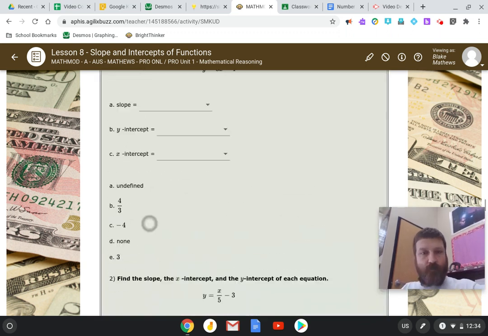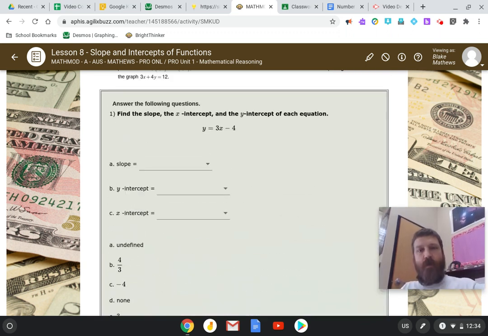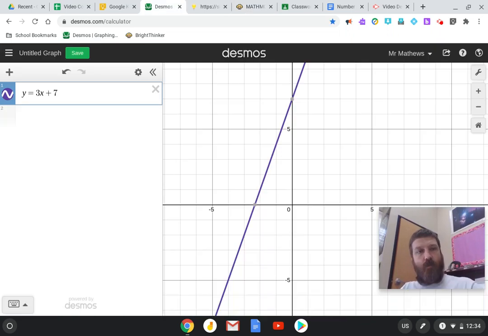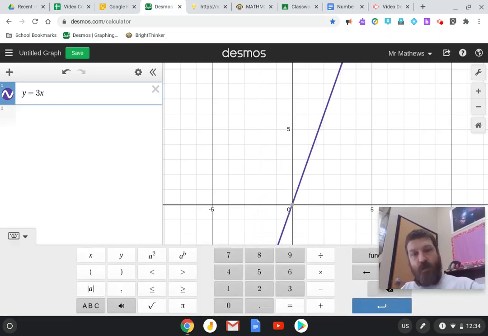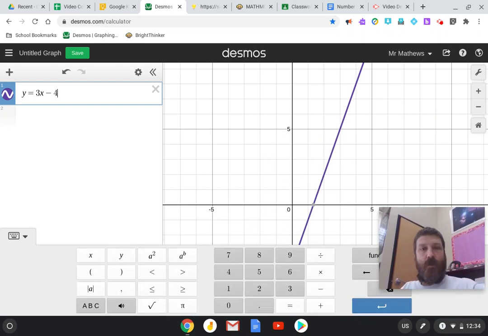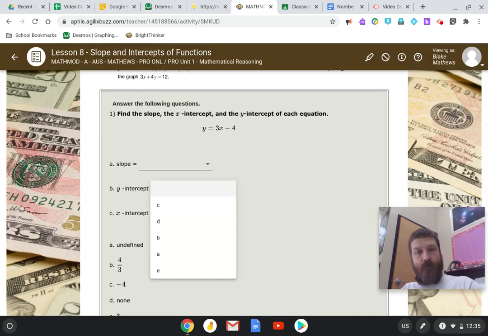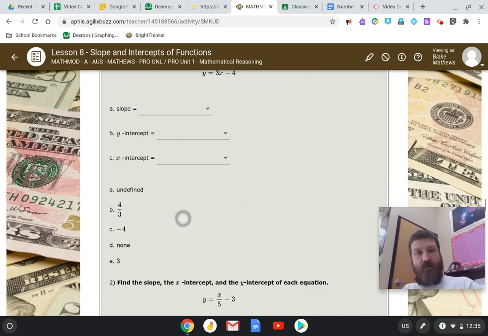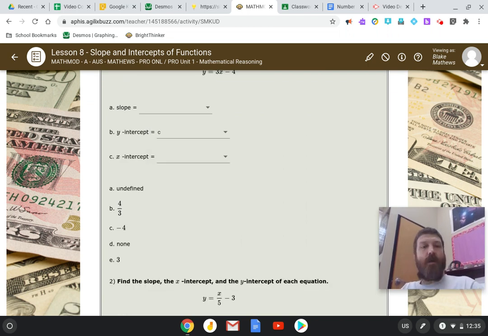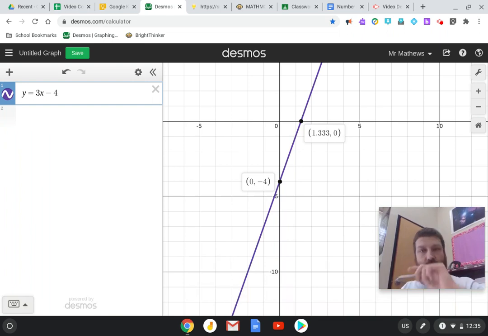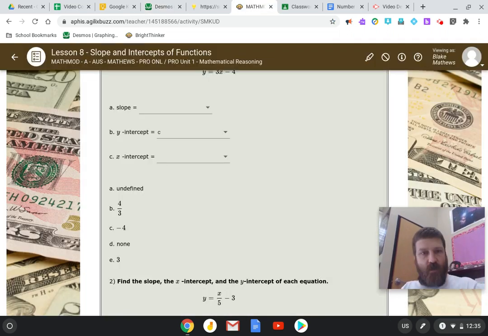But let's just say we get number 1 here. Y equals 3x minus 4. We're going to hop right over here, and we're going to do y equals 3x minus 4. Okay, right off the bat, I can find my x and y intercepts. I have a y-intercept at negative 4, which is that's c. And my x-intercept, let's go look at that. It is 1.333.